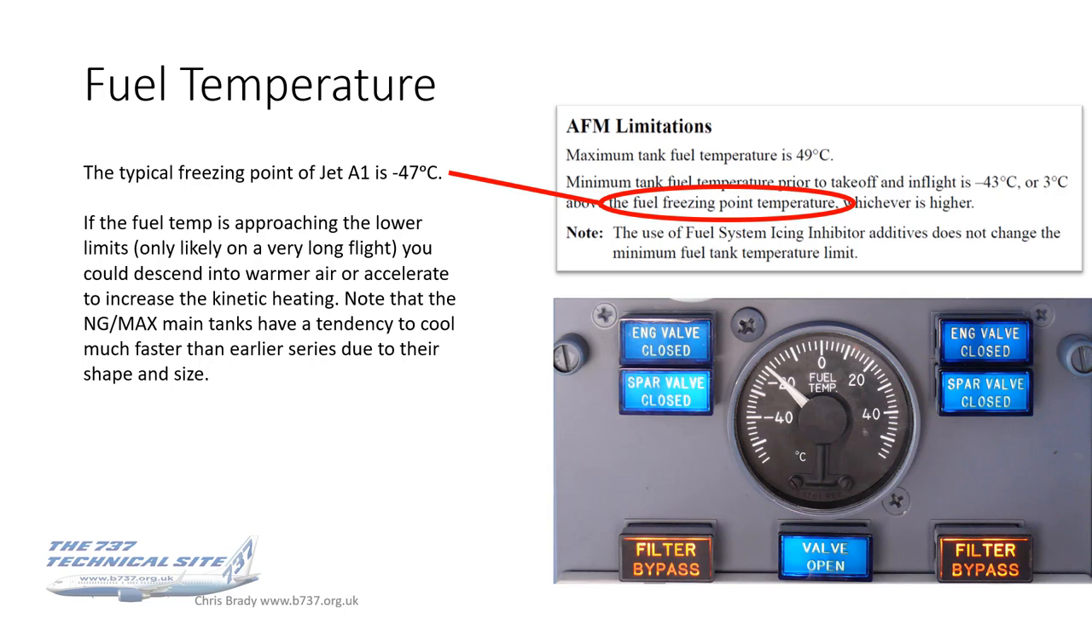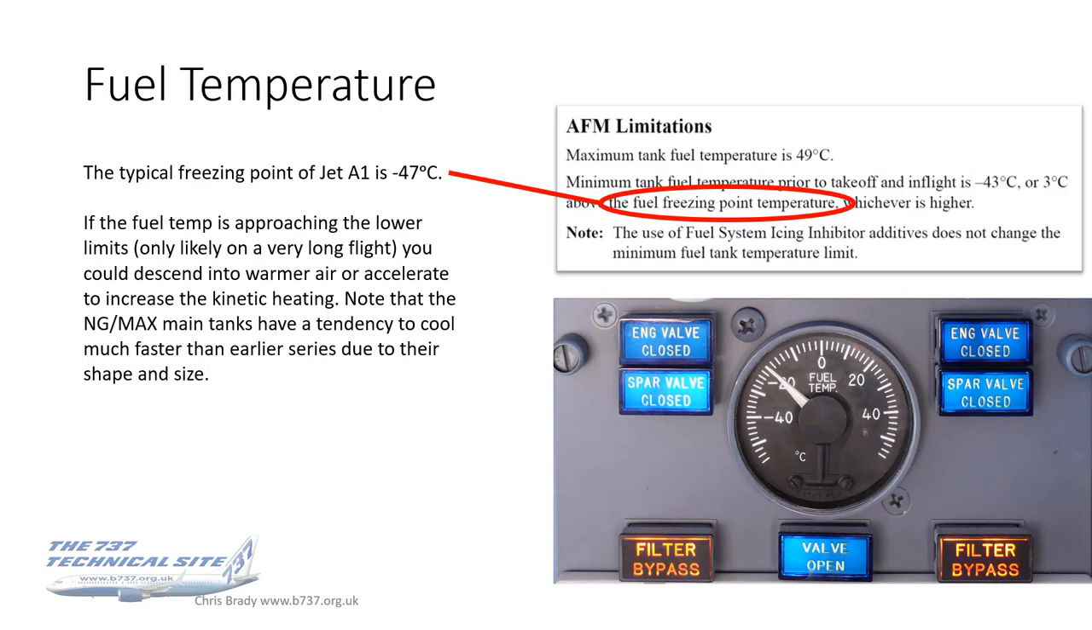as a limitation. I guess they couldn't put a hard and fast figure, but I can tell you that the typical freezing point of Jet A1 is minus 47, and I think this is probably where the minus 43 comes from, because if you add 3 to minus 47 you get minus 44. So put in an extra degree centigrade for wiggle room of different freezing points of Jet A1, and you're back at the minus 43. So really, minus 43 is your working figure.